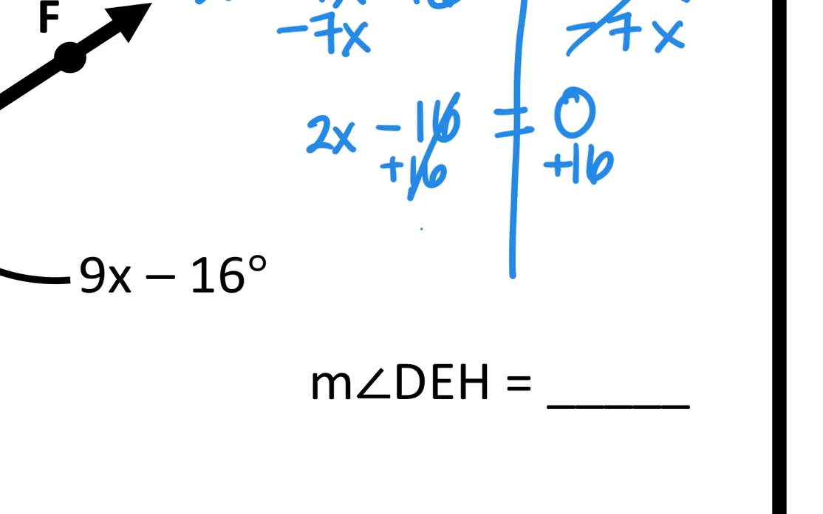Okay, so what's left is 2x on the left side. So let's bring it down. 0 plus 16 is just 16. Okay, so you see how it fixed itself? All right, so then let's divide by 2. That should be your last step, right?